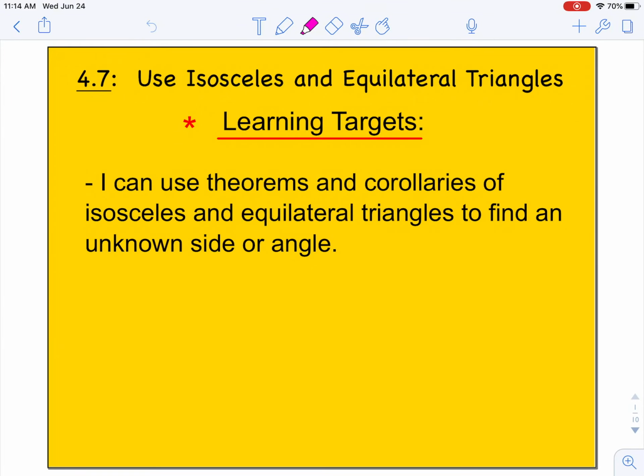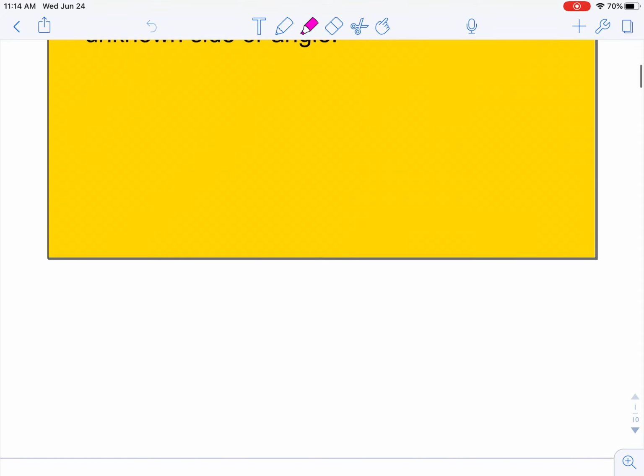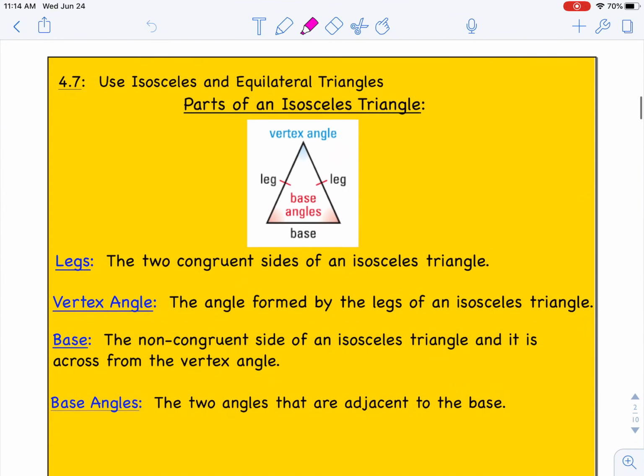Section 4.7. We're going to look at isosceles and equilateral triangles. We actually encountered a little bit of this yesterday, but we're going to just describe isosceles and equilateral triangles and some of the theorems that go with them. So we're going to use theorems and corollaries of isosceles and equilateral triangles to find an unknown side or length.